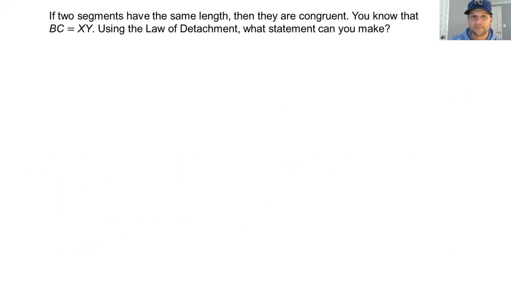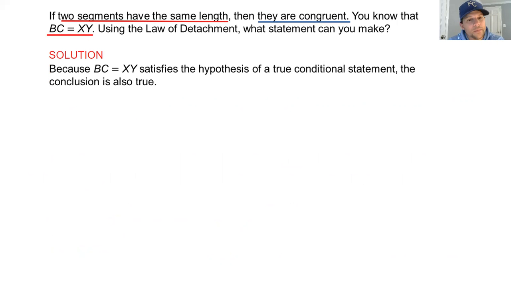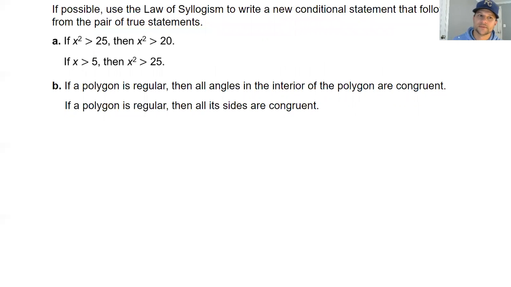Okay, so if 2 segments have the same length, then they are congruent. You know this by BC is equal to XY. Let's use the law of detachment. What statement can we make? Right, so if 2 segments have the same length, that is your hypothesis, then they are congruent. That is based on the definition of it being congruent. So if this is true, then we can do BC is equal to XY. So because that satisfies the hypothesis of a true conditional statement, then the conclusion is also true. Based on the definition of it being a congruent segment, you could say that BC is equal to XY because those 2 segments have the same length. And that's what that congruency symbol right there is.